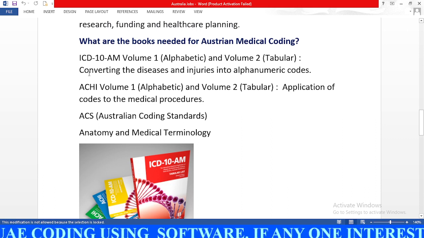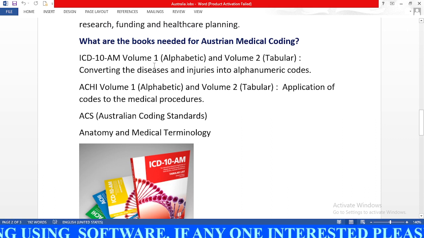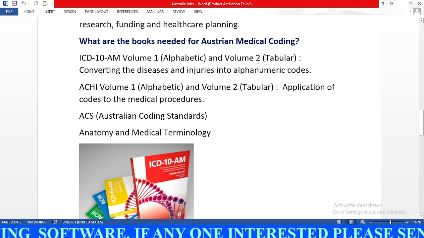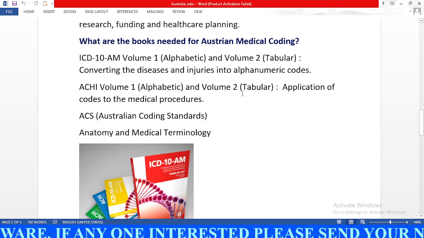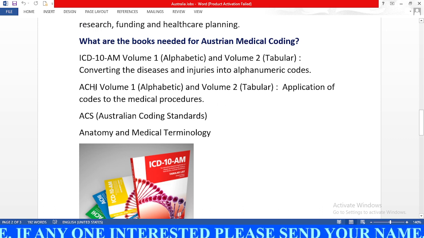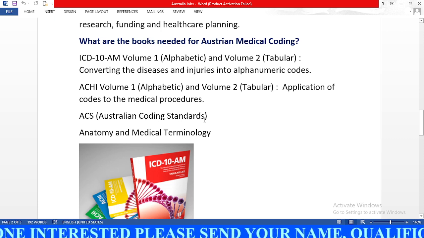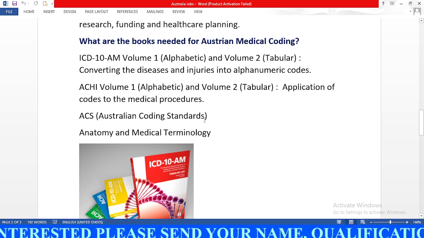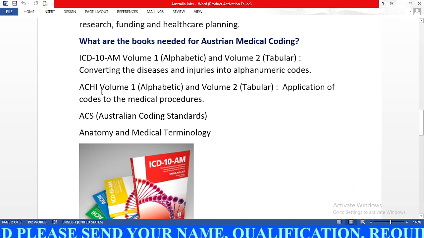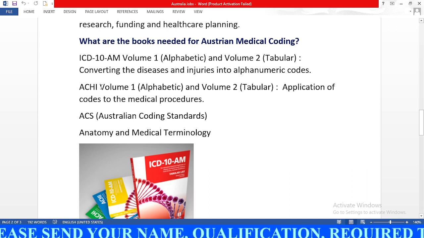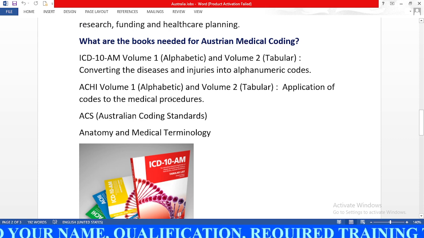So basically you need five books here. First one is ICD-10-AM Volume 1 Alphabetic Index and Volume 2 Tabular. Then ACHI Volume 1 Alphabetic and Volume 2 Tabular. These are for procedures. ACS, the Australian Coding Standards, are for the overall guidelines required in order to code using ICD-10-AM and ACHI. Usually ACHI Volume 1 and Volume 2 we will use for application of codes to medical procedures.